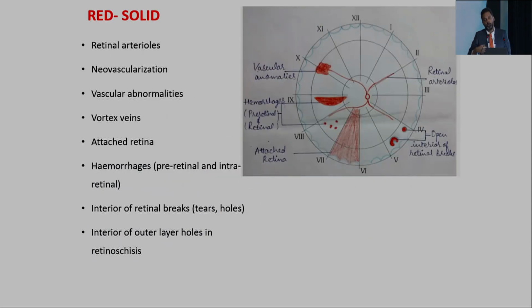And then you come down to red, which I think is, along with blue, the most commonly used color. Retinal arterioles, neovascularization, vascular anomalies, vortex vein, attached retina, hemorrhages, pre-retinal and intraretinal. Interior of retinal breaks, which we have seen, interior of outer or inner layer holes in retinoschisis, and you can see a representation of all of those things in that corresponding diagram.